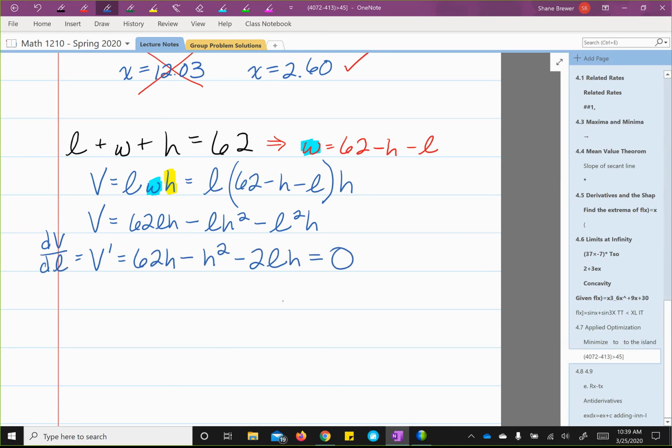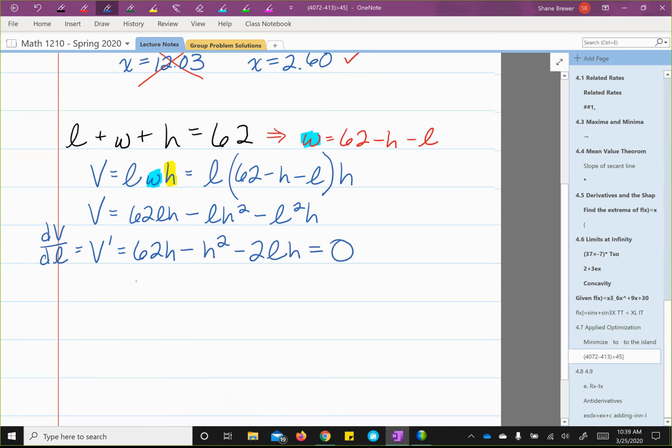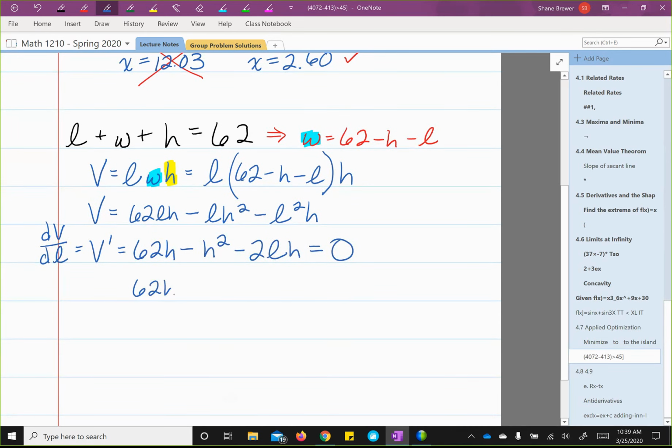Let's just do it this way: 62H minus H squared equals 2LH. And we divide by 2H. We end up with L equals 31 minus 1/2 H.